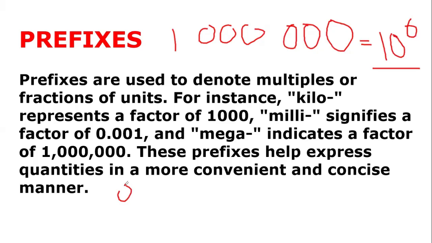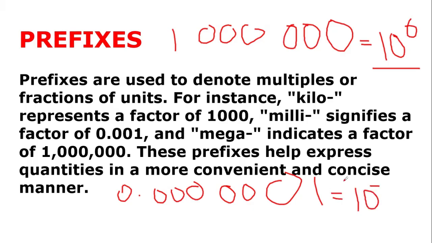Or for example, if I had a very small number like 0.000001, you see that this is a very, very small number, but using prefixes I can represent this as 10 to the power minus 6. So how am I getting this minus 6 here, and that positive 6 there? I'm simply moving the decimal place 6 times. If the decimal place is here in 1 million, I'm moving it 1, 2, 3, 4, 5, 6 times, so that's why it is 10 to the power 6.